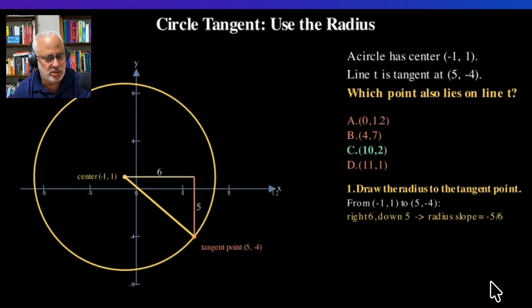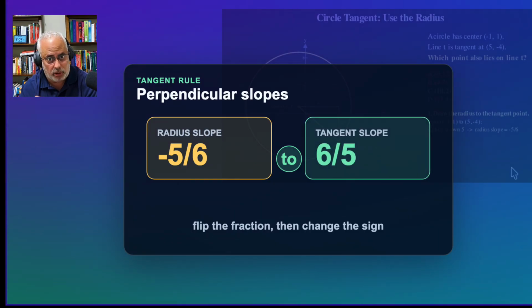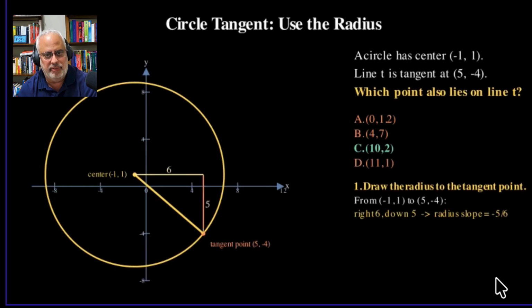The other line is the tangent line. But what is the slope of the tangent line? The product of the two slopes is -1. So that means that the slope of the tangent line will be the reciprocal, 6 over 5, changing the sign. So the slope of the tangent line is 6/5.